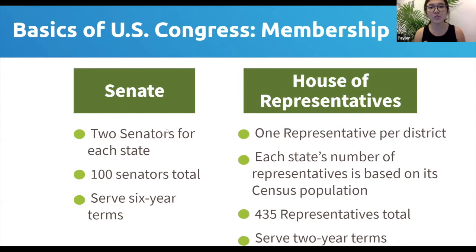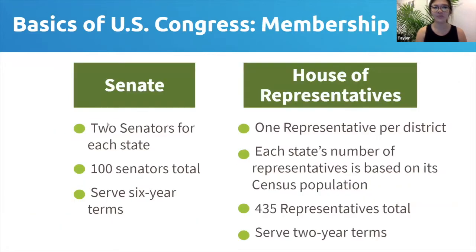So some quick trivia. Does anybody know how many states only have one representative? Wow, you guys are so smart. It's actually 7 states only with one representative. So that's Alaska, Delaware, Montana, North Dakota, South Dakota, Vermont, and Wyoming.